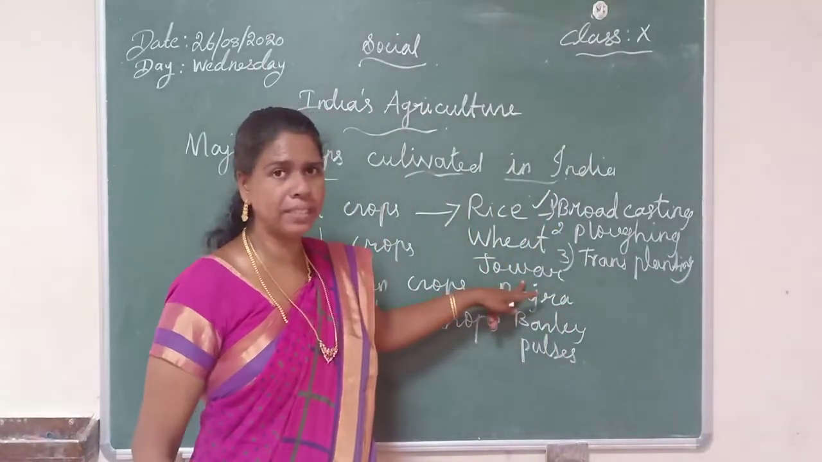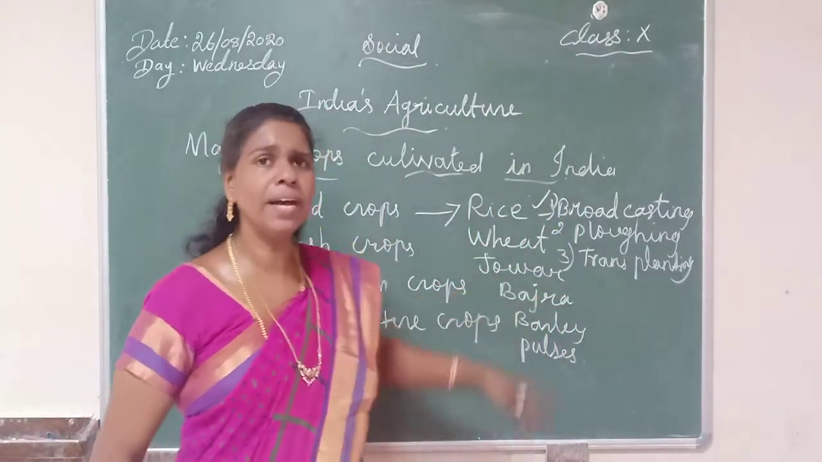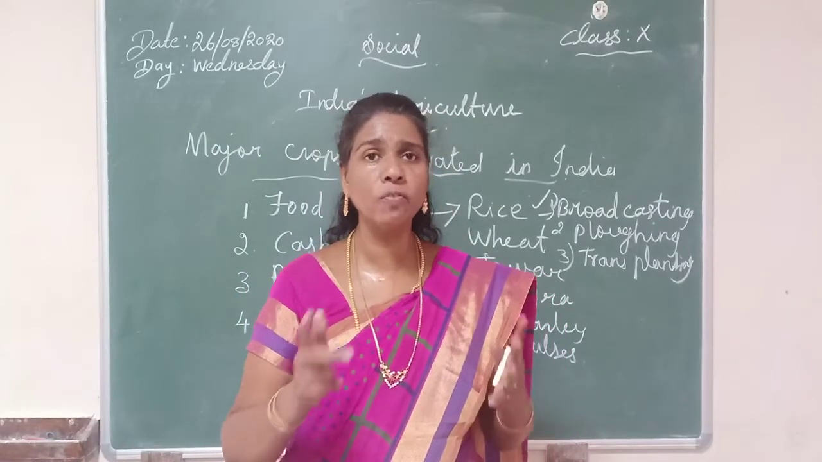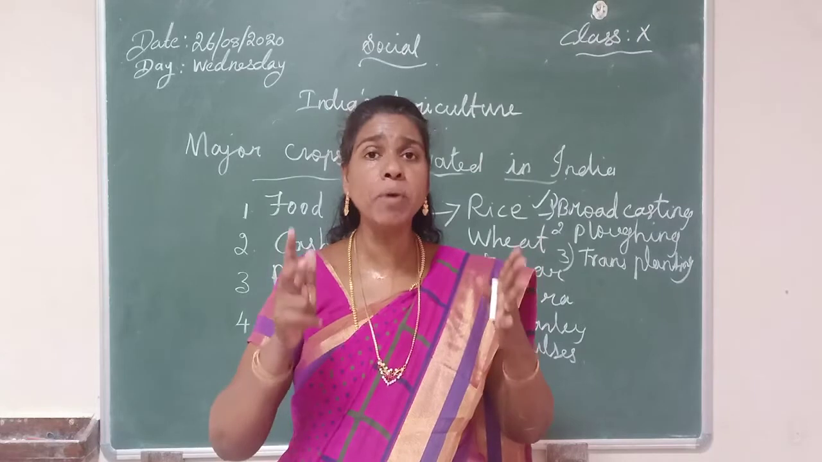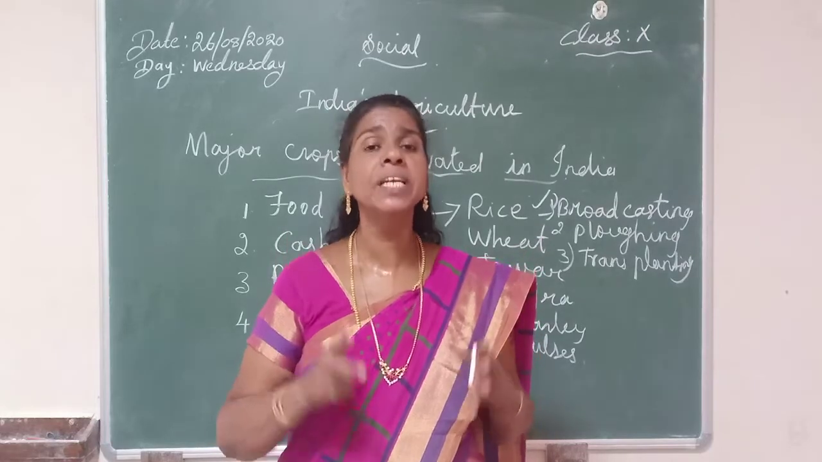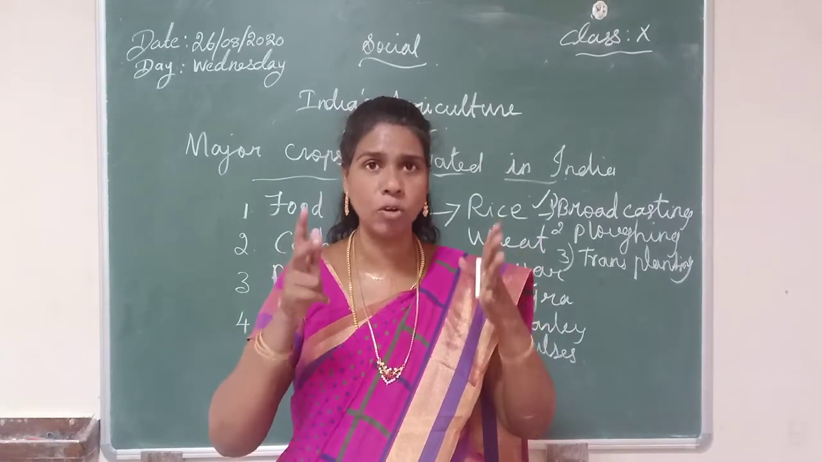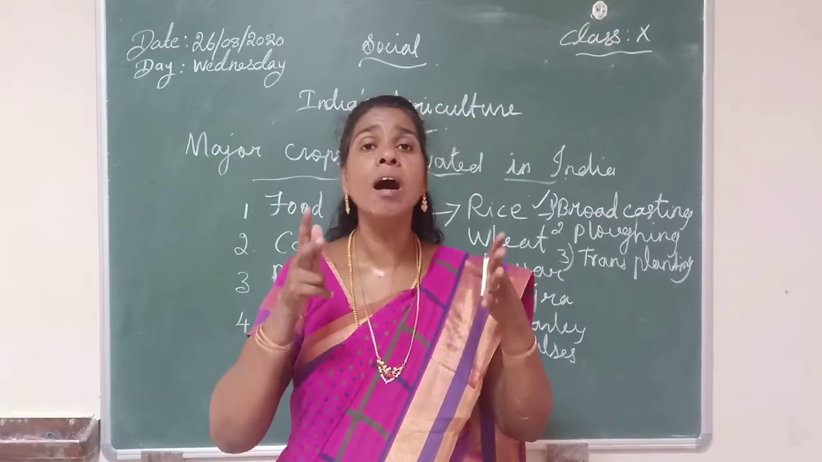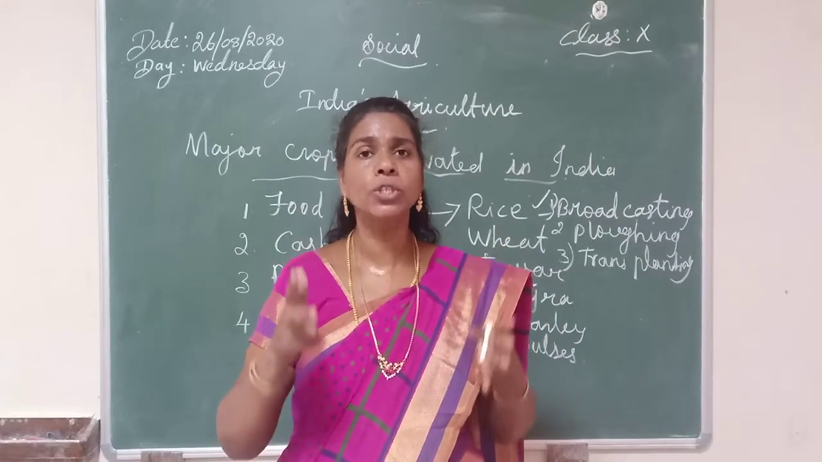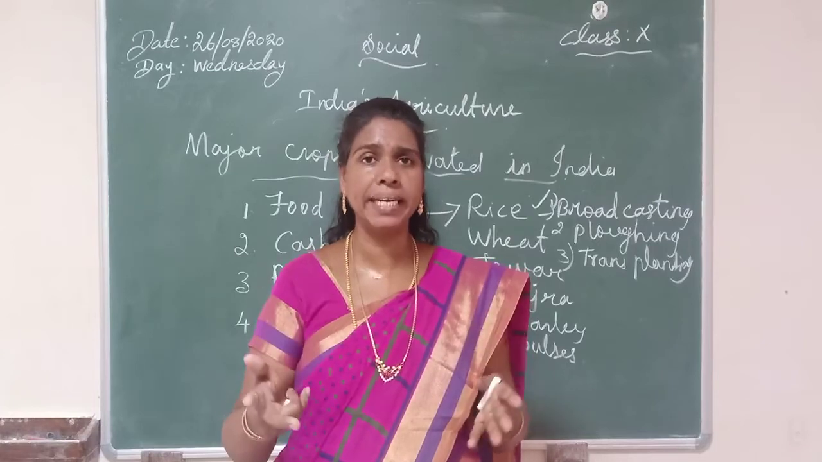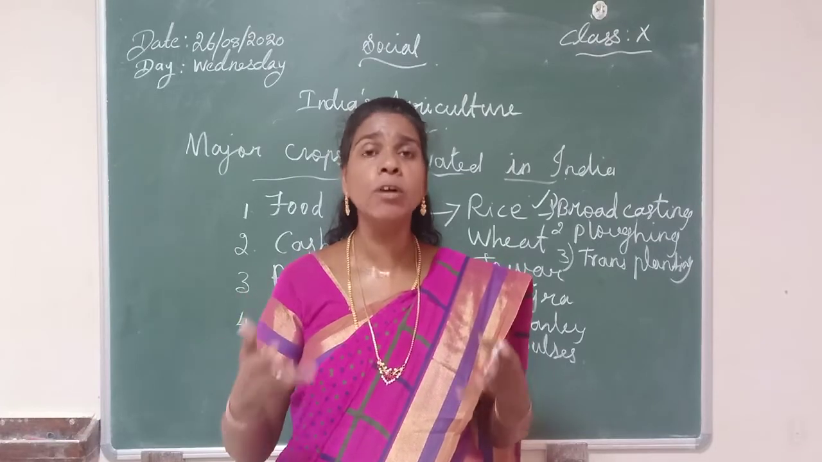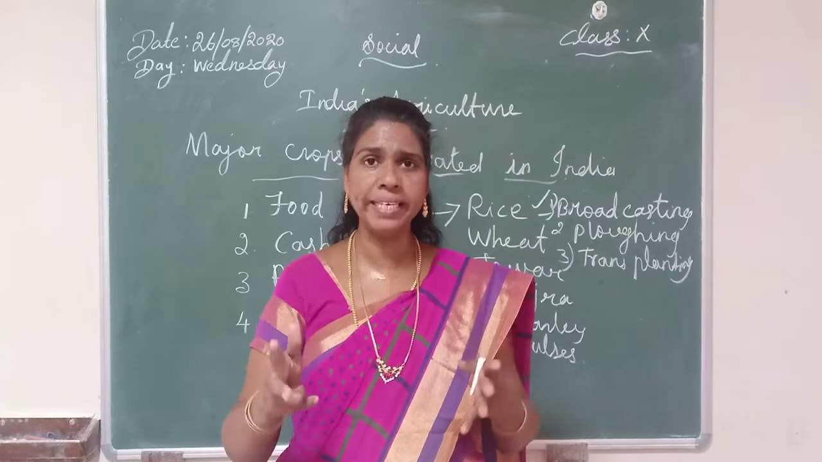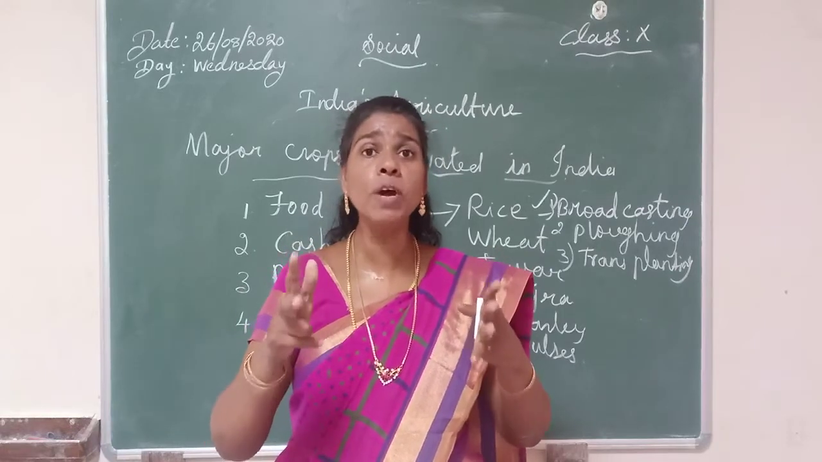The next crop is jowar. Jowar is the third most important food crop of India. It is the indigenous food crop of Africa. Also, jowar contains carbohydrates, minerals, proteins, vitamins, etc. So it provides cheap food to the poor people.